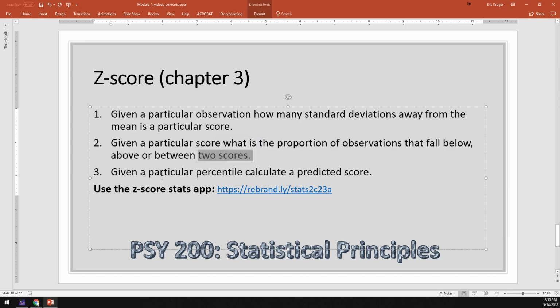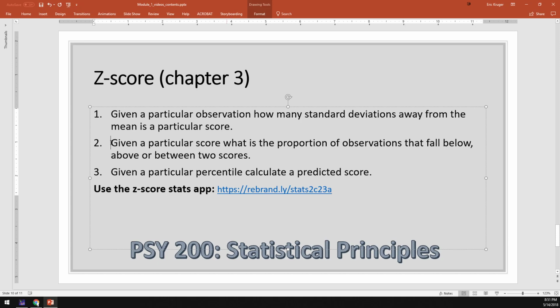And then finally, given a particular percentile, calculate a predicted score. Not a z-score, a regular score.